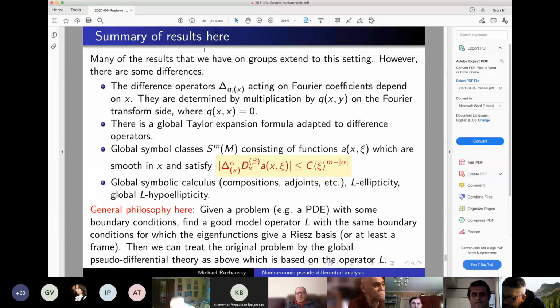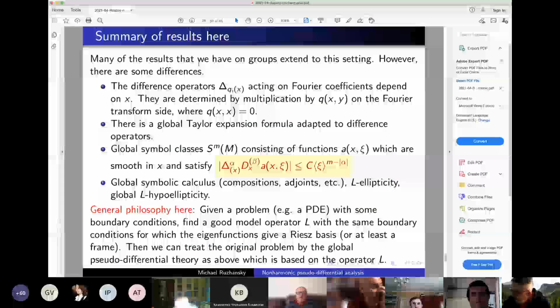So maybe I think my time is coming to the end. So let me summarize. Many results that we had on groups extend to this setting, but there are some differences. As I said, the only assumption is that we have an operator with discrete spectrum, eigenfunctions form a Riesz basis, and eigenvalues go to infinity. Then for any such operator, we can establish quite good Fourier analysis with Fourier coefficients.